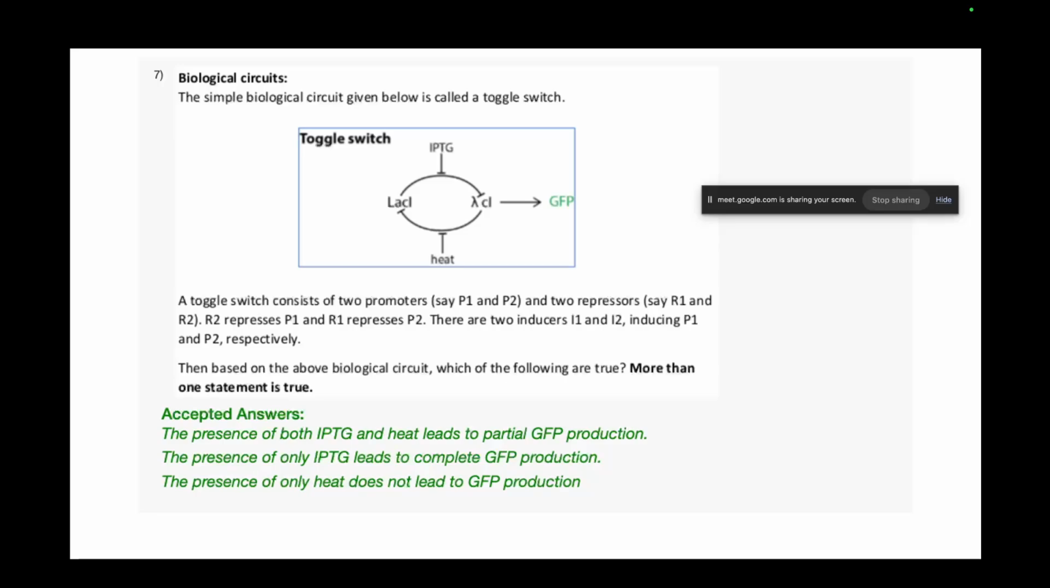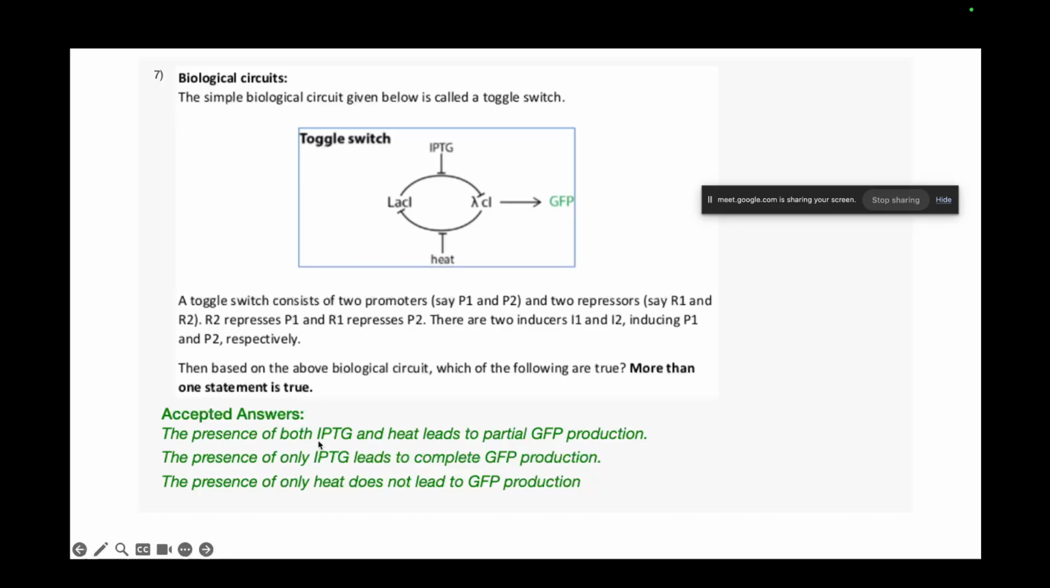It consists of two promoters and two repressors, and basically you have a one-to-one connection. One repressor will repress one promoter, the other repressor will repress the other promoter. And there are two inducers, which are L1 and L2. Basically, in this case, your Lac and lambda CI are your inducers, and there will be a particular protein that is getting formed across all these four elements, and then this is what becomes a biological circuit. So this is actually a network which interacts to give a particular product.